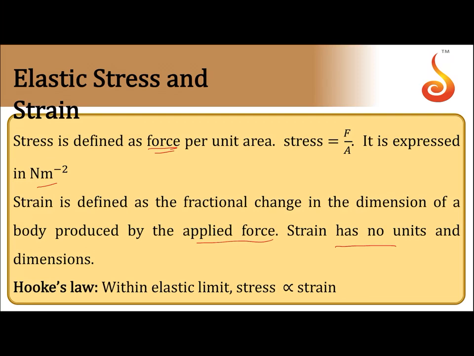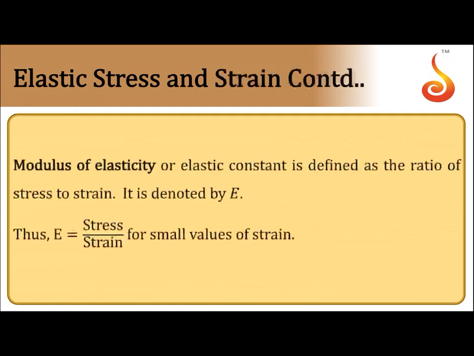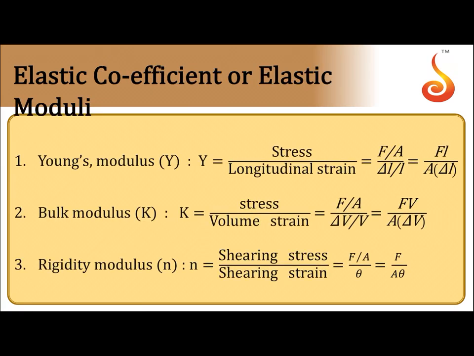Then coming to Hooke's law, according to Hooke's law, within elastic limit, stress is proportional to strain. So, when stress is proportional to strain, stress by strain should be constant. That constant we call the modulus of elasticity. This is valid for small values of strain. There are different kinds of stress and strain. Accordingly, we have different kinds of elastic moduli. First one is Young's modulus, longitudinal stress divided by longitudinal strain. Bulk modulus, bulk stress divided by volumetric strain. Rigidity modulus, shearing stress by shearing strain.